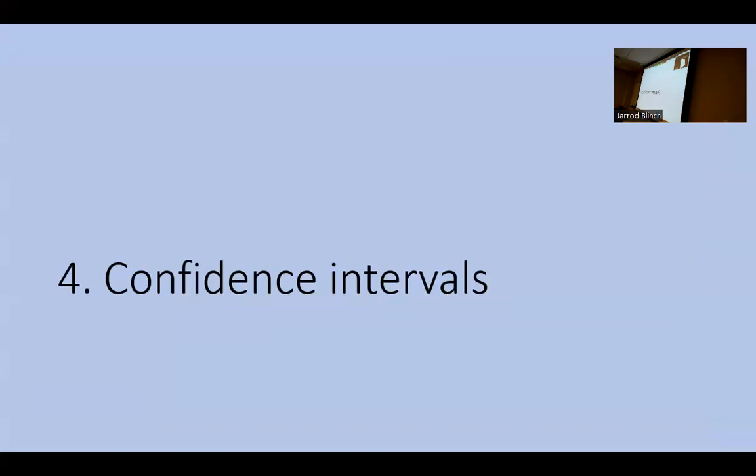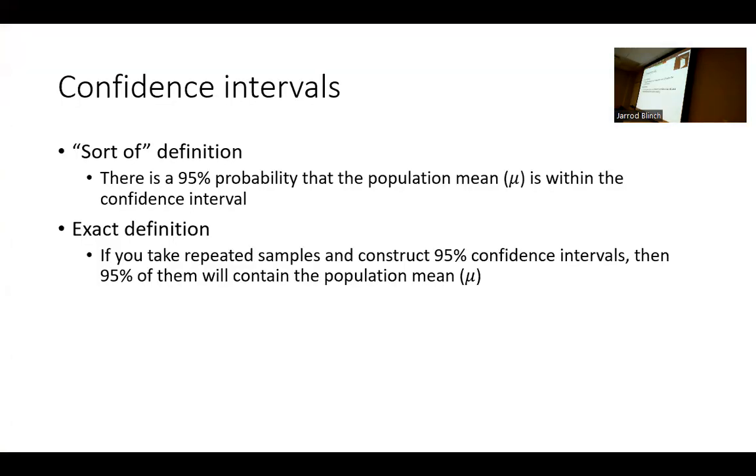All right, let's discuss confidence intervals. Just to recall our definitions, the sort of definition is that the confidence interval shows us a 95% probability that the population mean, also described as mu, is within the interval. That's not entirely true, but the exact definition is if you took repeated samples and constructed 95% confidence intervals for each sample, then 95% of them would contain the population mean.